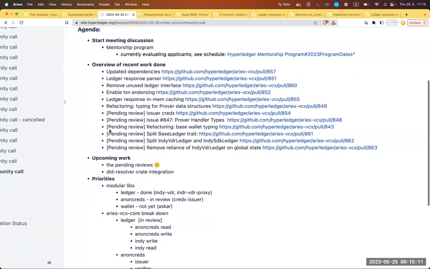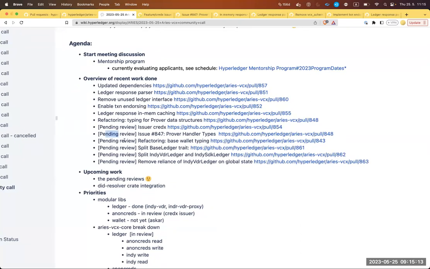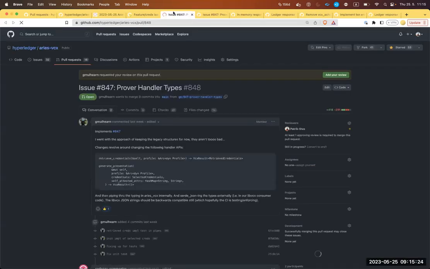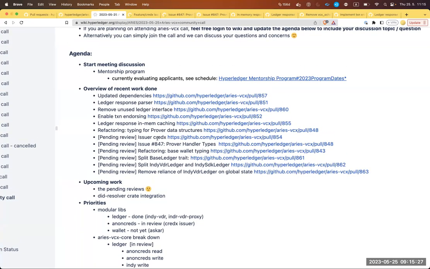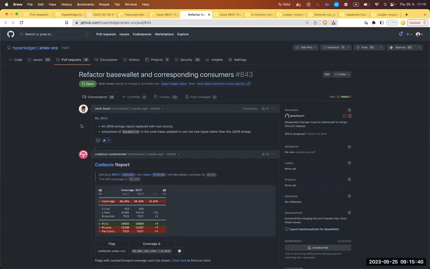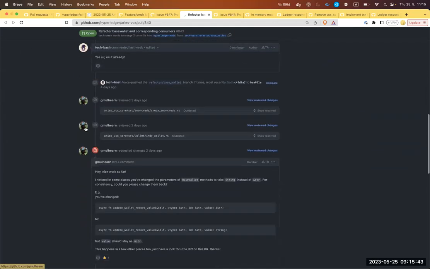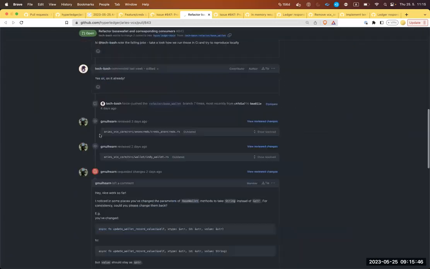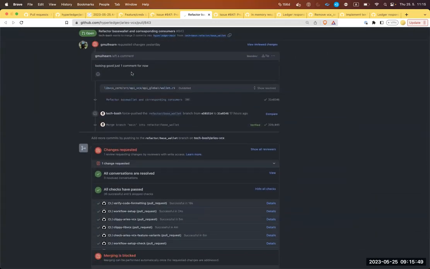Okay, so then continuing in our review. So this is pretty much all relates to the ledger. Wait, maybe not this one. Prover handler types. Oh yeah, that was okay. I duplicated this again. Okay, so never mind. So then these four. And the first one is also not the ledger. That's wallet typing. That is also a contribution from TechBash. So props to TechBash for completing this. Seems like almost done.